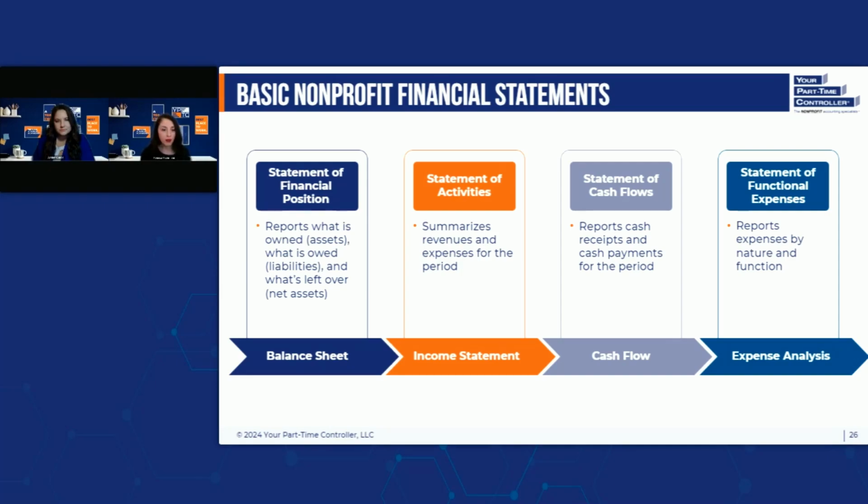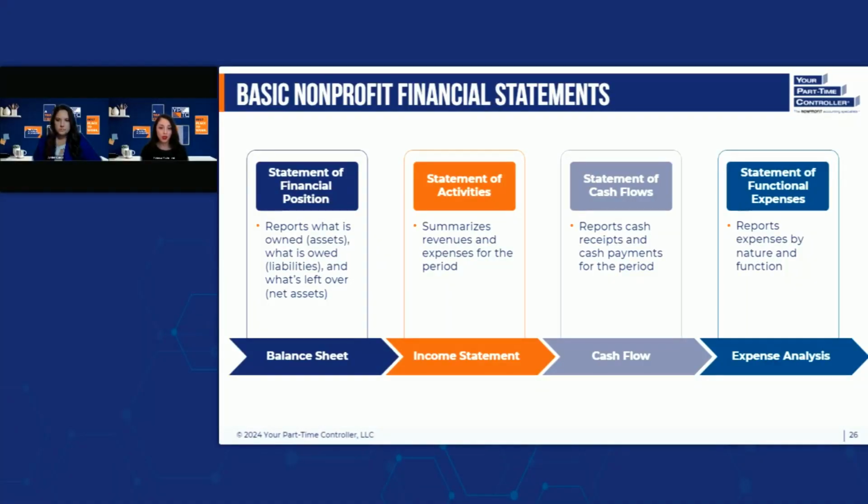So in terms of the statements, with the statement of financial position, or commonly called the balance sheet on the for-profit side, it's like a picture, and it tells you what your organization owns, which are called assets, what your organization owes, which are called liabilities, and then what's left over if you subtract those two numbers. And then the statement of activities summarizes revenues and expenses for that period. So if you're looking at 1 month, it's going to summarize the revenues and expenses for that month. You could be looking at 9 months now for revenues and expenses through the entire 9 months. And that's commonly referred to as the income statement on the for-profit side.